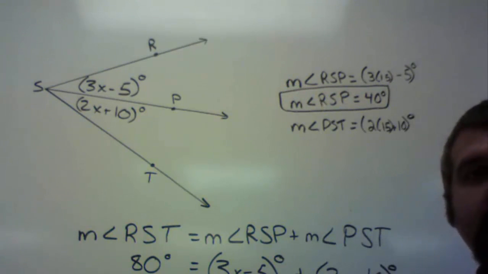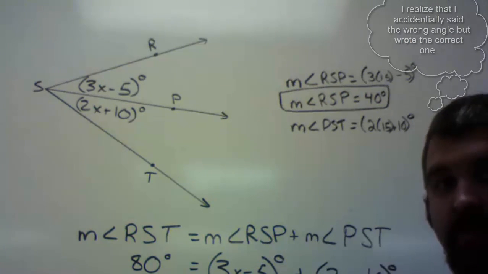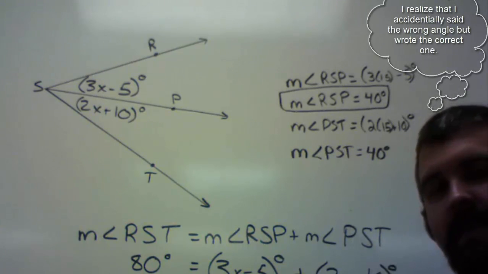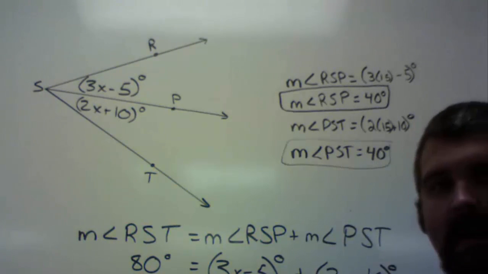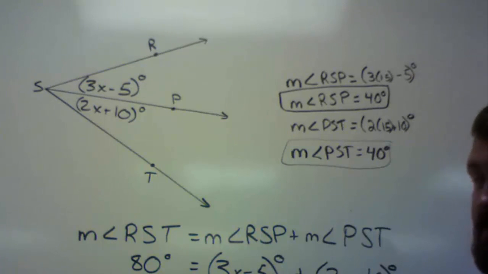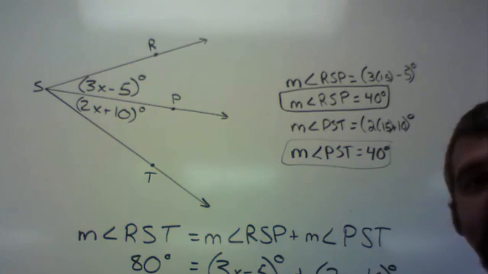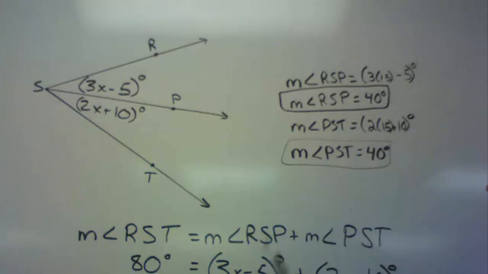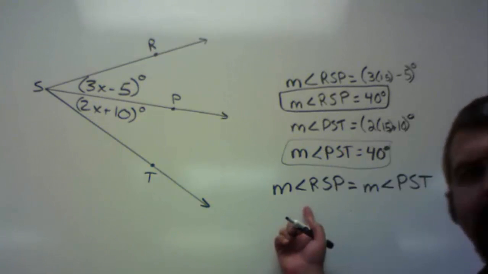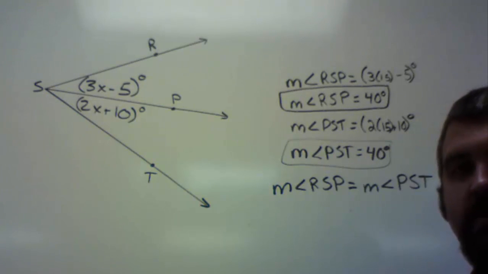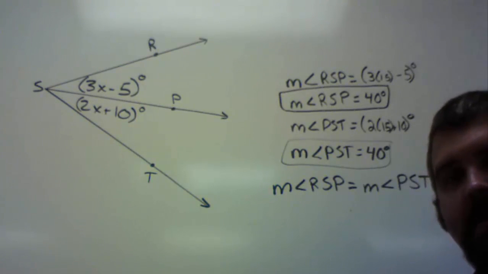For measure of angle PST, I'm doing 2 times 15 plus 10. Coincidentally, I get the measure of angle PST to be the same measure, 40 degrees. I did this intentionally, so that way I could talk about another thing right away. These two angles, angle PST and angle RSP, are what we call congruent. They are congruent because they have the same measure. I can write measure of angle RSP equals measure of angle PST, that means those two angles have the same measure.